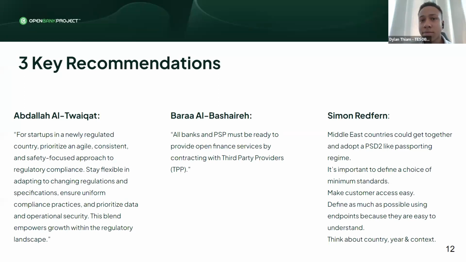For my recommendation, actually for startups, because Jordan is a newly regulated country in the open banking, open finance field, and the drafted regulation is more like guidelines with very generic rules to be implemented. So all startups must have the agility and keep adapting and working with the development of the regulations and the specifications here in Jordan, as this is a continuous development process and might need some time to reach maturity and stability from a regulation and specifications perspective. So to have that agility, prioritization of the data and the operational security for it, and keep updating and moving forward with the regulations and specifications to achieve their goals and keep up with the changes.